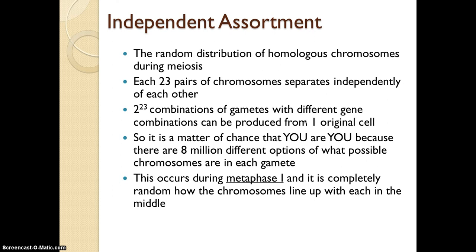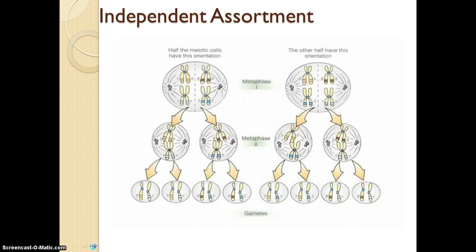This random lining up occurs in metaphase 1 since it all depends on how those homologous chromosomes line up in the middle. This is just crazy. 8 million different options that you can produce? In a diagram, you can see just some of the many options independent assortment can create. So here, this is how they lined up, but over here they lined up a little bit differently. As a result, our 4 at the end are all different.